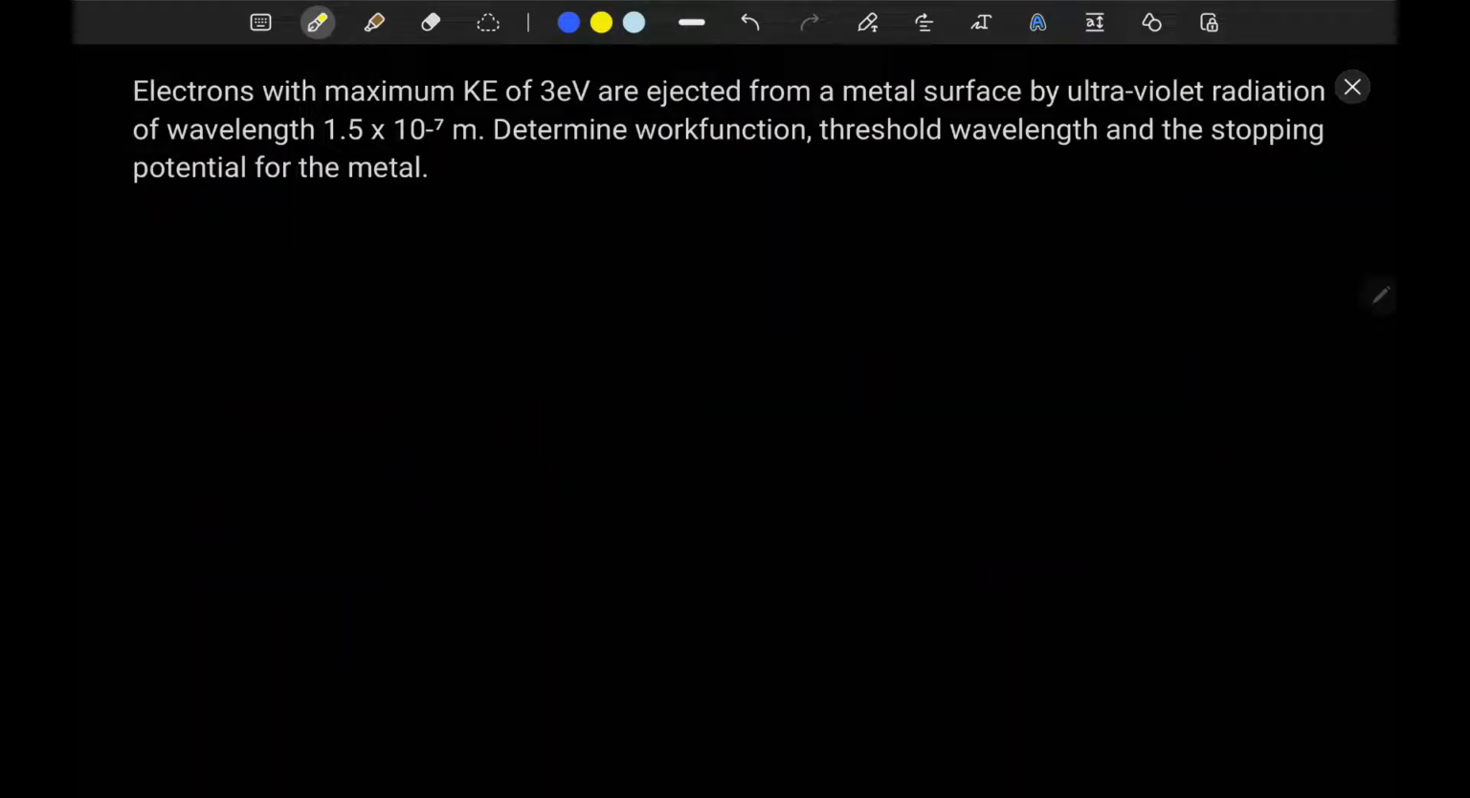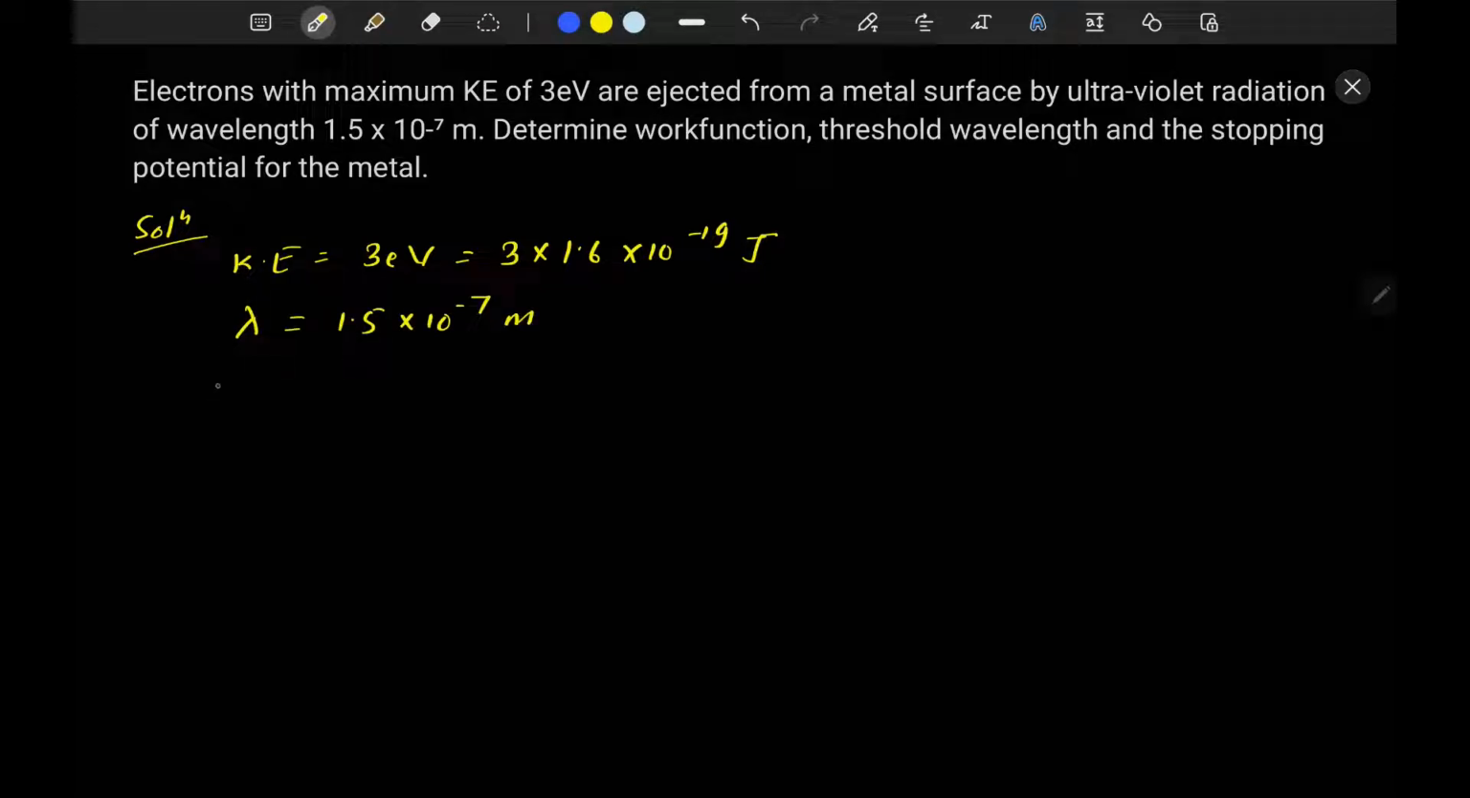Now let us start with the numerical related to this topic. Electrons with maximum kinetic energy of 3 electron volt. Kinetic energy is equal to 3 electron volt, which is equal to 3 into 1.6 into 10 power minus 19 joule, and the electromagnetic radiation has wavelength 1.5 into 10 power minus 7 meter. Now we need to determine the work function is equal to what, threshold wavelength is equal to what, and the stopping potential Vs is equal to what.